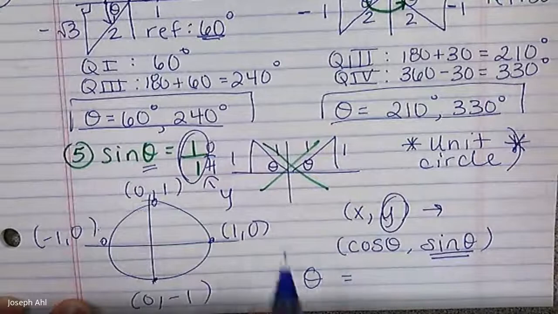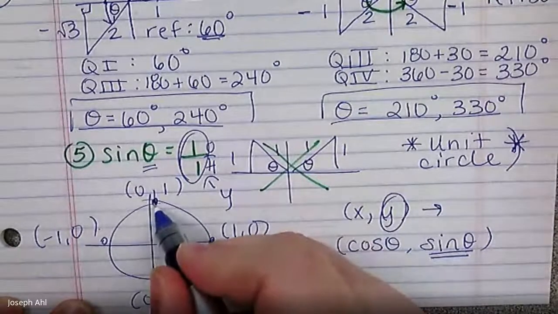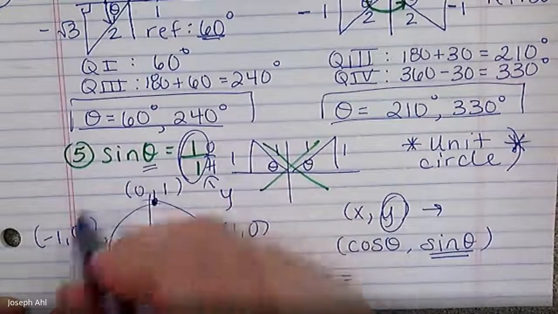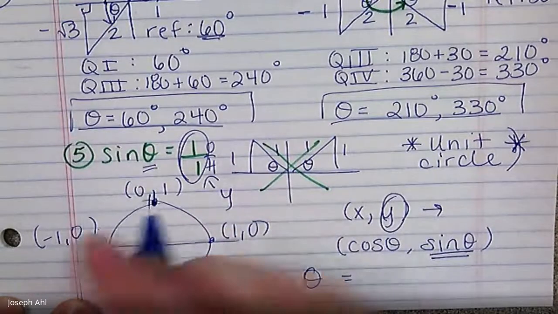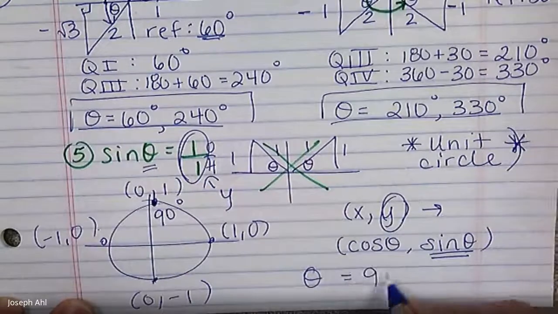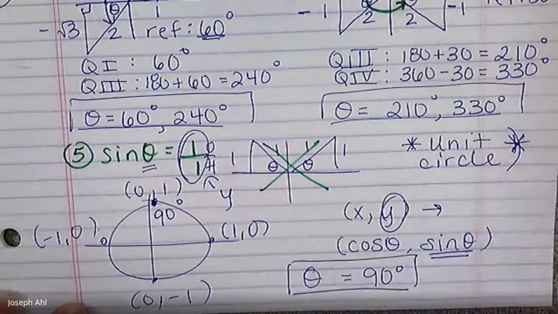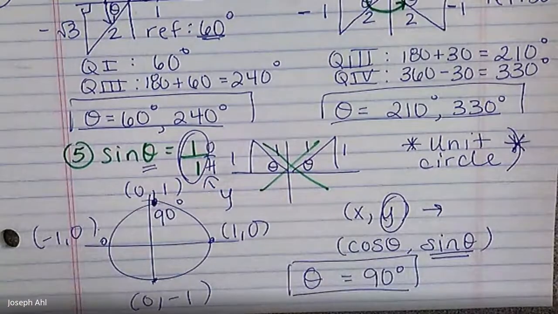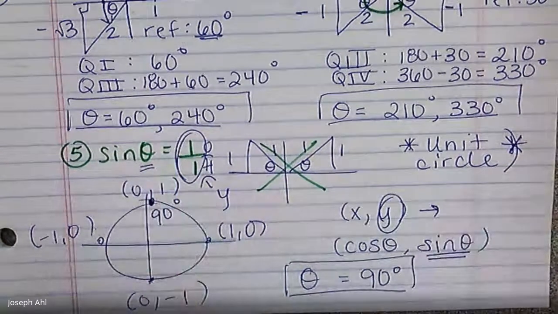And there's only one time when that happens. The y value is 1 right up here. No other point on the outside will the y value equal 1. How many degrees is that? Well, it's 90 degrees. So the answer to this question is theta equals 90, but it doesn't come from drawing a triangle because the triangles simply don't make sense. So for this example, when you see something like this, you got to use the unit circle.